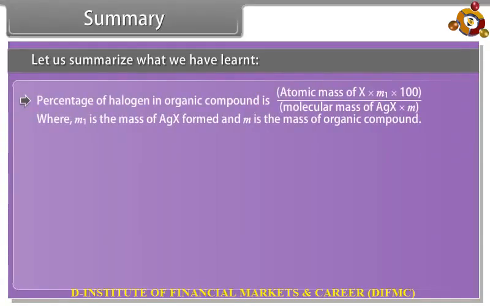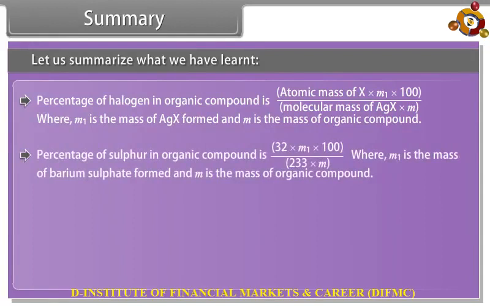Percentage of halogen in organic compound is atomic mass of X into M1 into 100 divided by molecular mass of AgX into M, where M1 is the mass of AgX formed and M is the mass of organic compound. Percentage of sulfur in organic compound is 32 into M1 into 100 divided by 233 into M, where M1 is the mass of barium sulfate formed and M is the mass of organic compound.